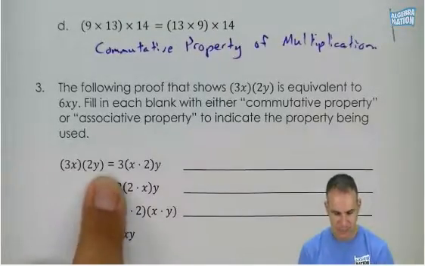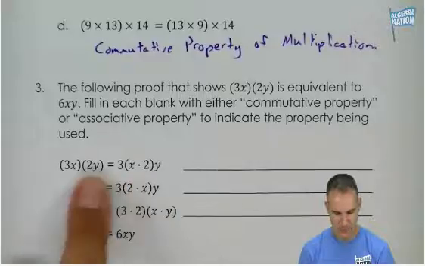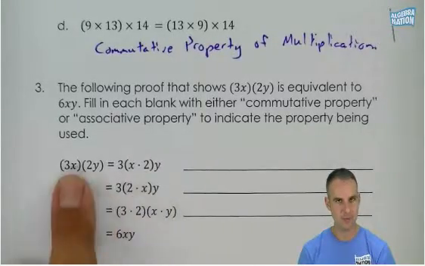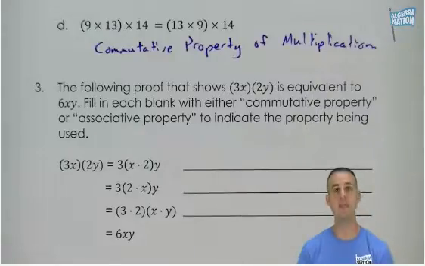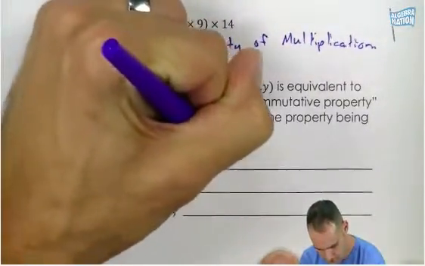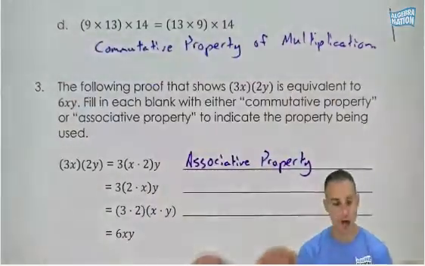3x times 2y is equivalent to 3 times x times 2 times y. Well, notice the order stayed the same, but we regrouped the parentheses. This would be the associative property of multiplication.